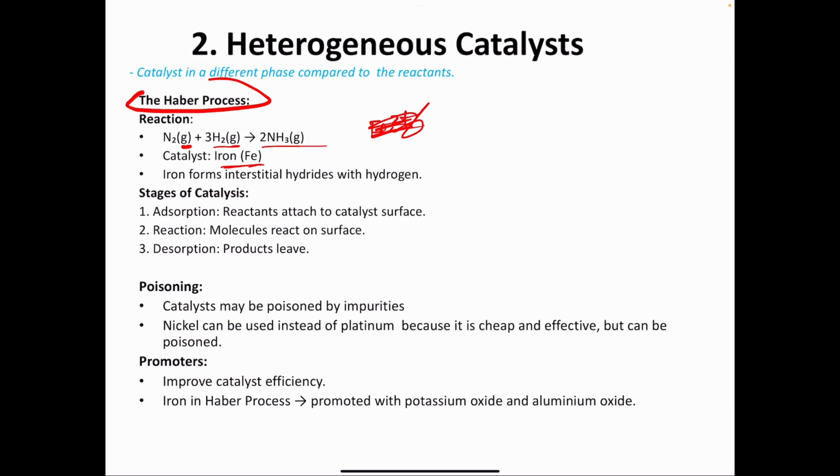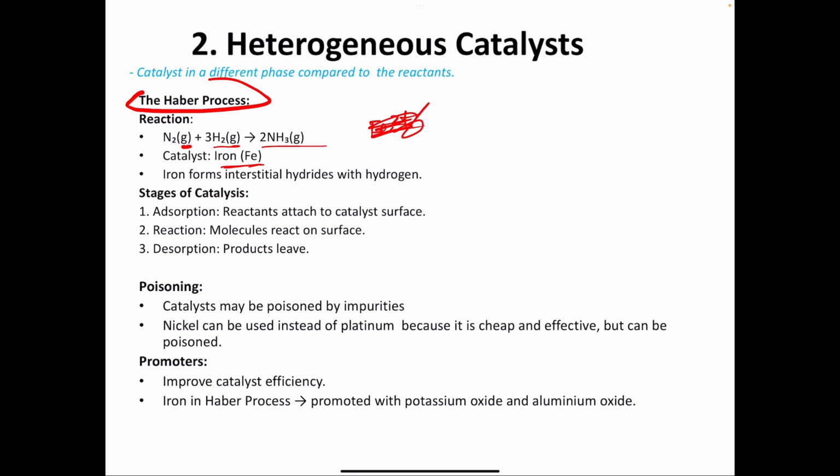Of course, hydrogen is going to adsorb onto the surface of iron, forming interstitial hydrides. The activation energy for the reaction is going to be decreased, giving a new pathway with lower activation energy, and then the reactants are going to react on the surface of the catalyst, and afterwards the products are going to desorb off the surface of the catalyst.